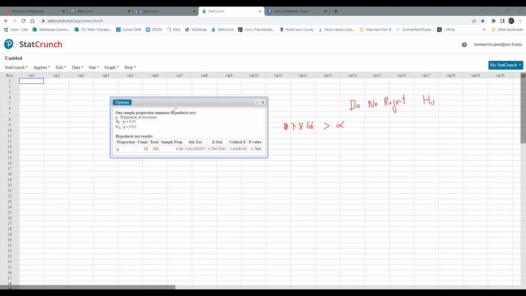HO. That means if you do not reject HO, that means this is fine. You have no evidence that this is less than 5%. That's what it means. So there is no evidence that whatever you're talking about is less than 5%.